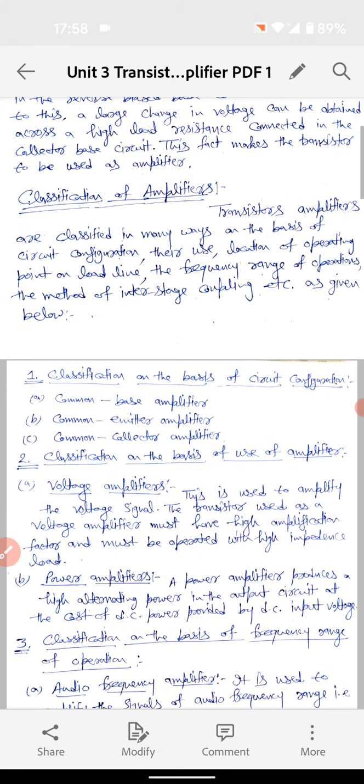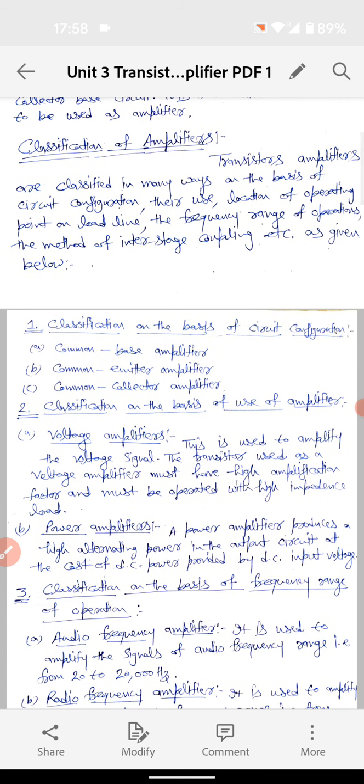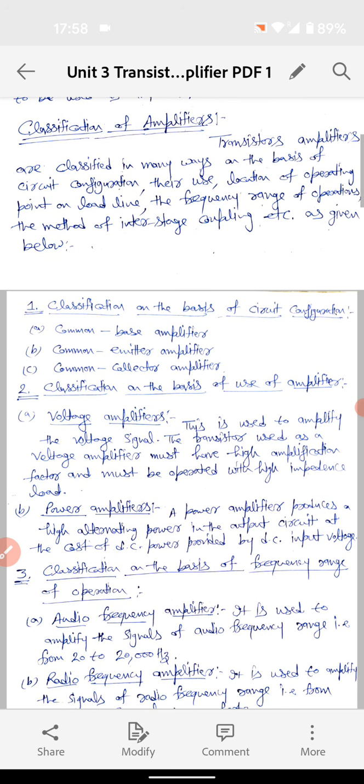Now we'll come to another topic, which is classification of amplifier. This is a very important question. There are many parameters on which we can define different amplifiers: their circuit configuration, their use or application, location of the operating point on the load line, the frequency range at which these amplifiers work, and the interstage coupling. We do use some additional components in these amplifiers. So what are those interstage coupling components? Based on that also we can classify these amplifiers.